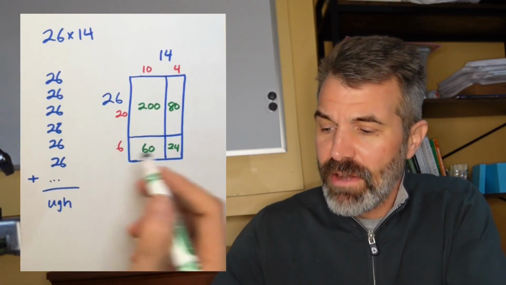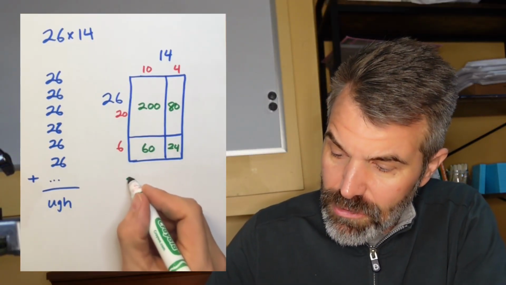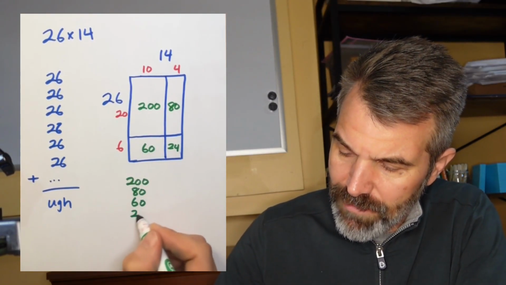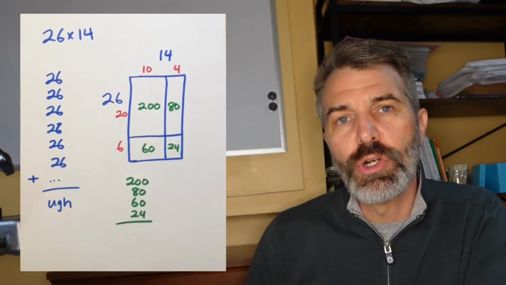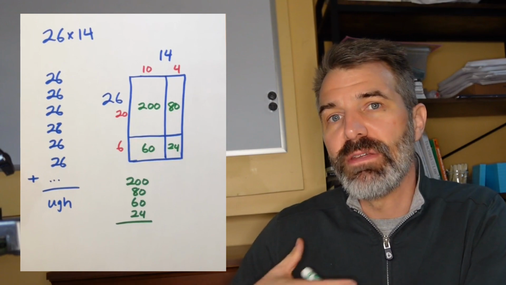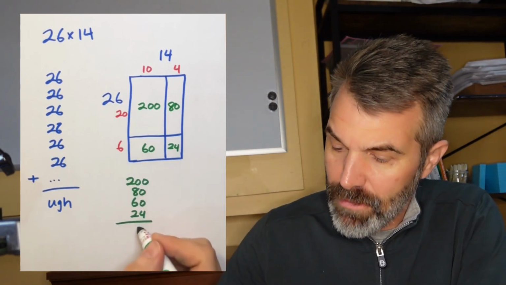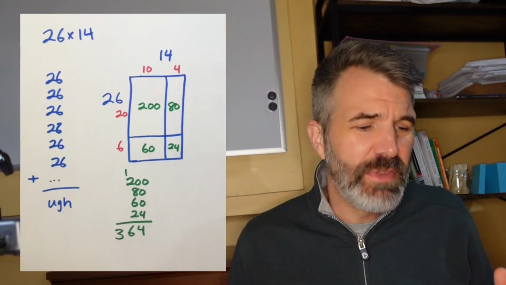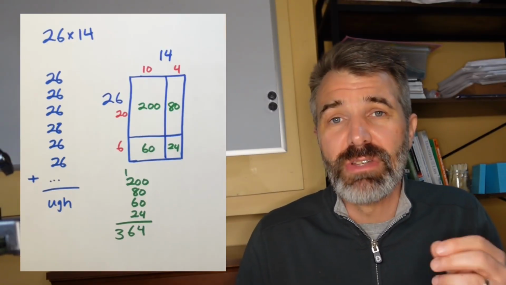is 24. So then from here, all I need to do is simply add 200 plus 80 plus 60 plus 24. I'm adding those partial products, and those partial products are all going to add up together to be the full product. If I add those together, I get 364. So this is what we're teaching our students in schools these days about what multiplication actually means.